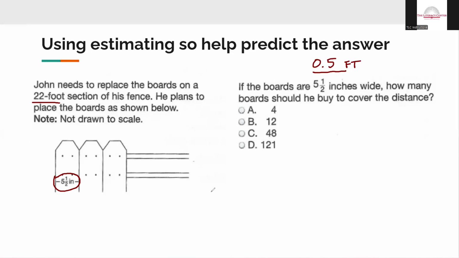So 22 times two boards is 44 boards to finish his fence. Now we know that that's not exactly right because we rounded, but it's going to be pretty close to the right answer. And the right answer in this case is 48. So that's a way that you could answer that question without dealing with 5.5 inches and figuring out exactly how many boards. We use just a little bit of estimation. It clearly is the closest answer, and we give that answer and we move on.